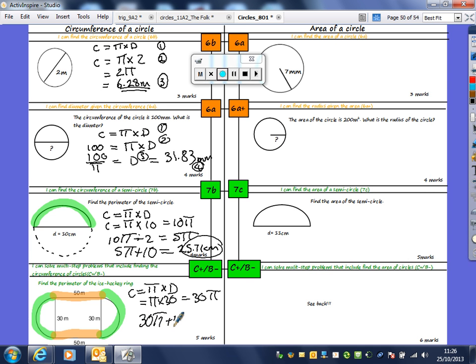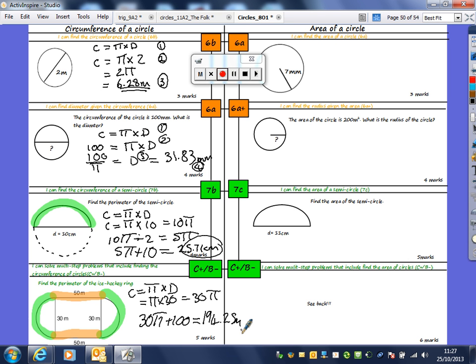30 pi plus 100 gives us 194.25 if rounded correctly to two decimal places, and that is meters. Okay, that's the first half of that.